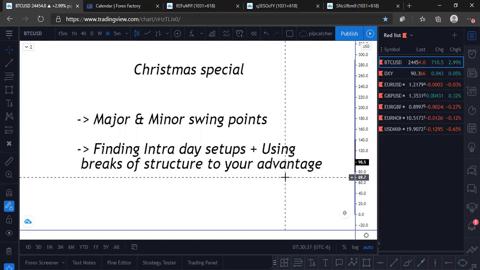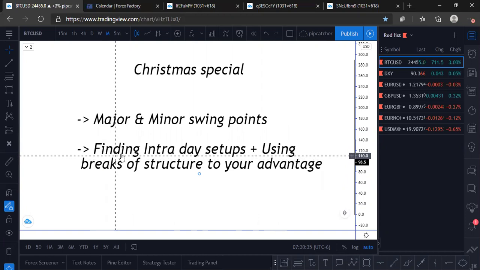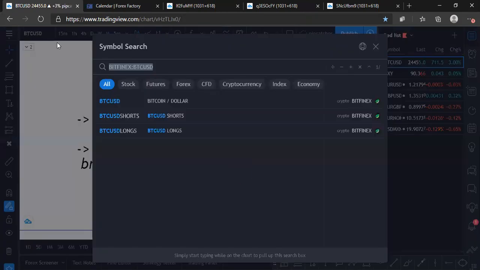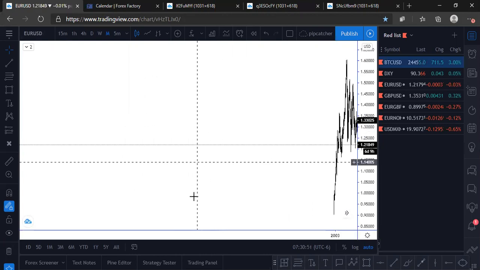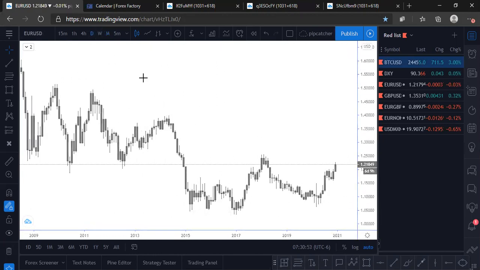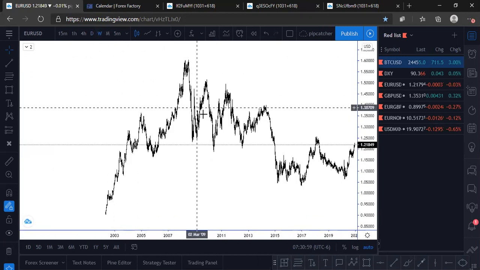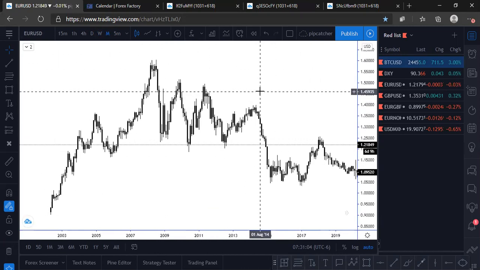So with this Christmas special, today I want to talk about major and minor swing points and finding intraday setups using breaks of structure to your advantage. So let's go over here to Euro USD and we'll talk about major and minor swing setups. Maybe we could use the monthly time frame here.